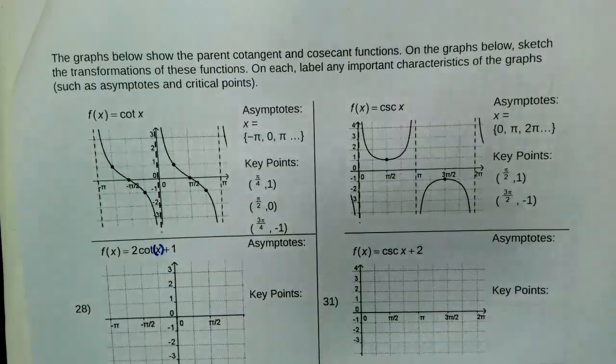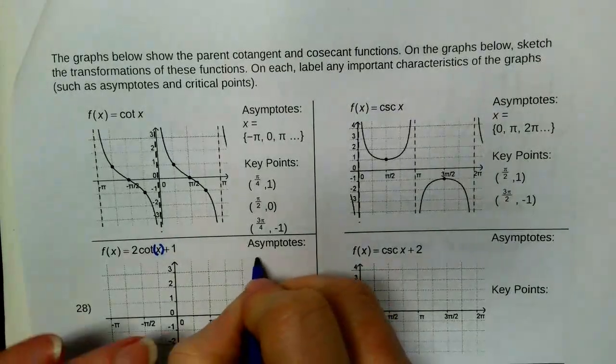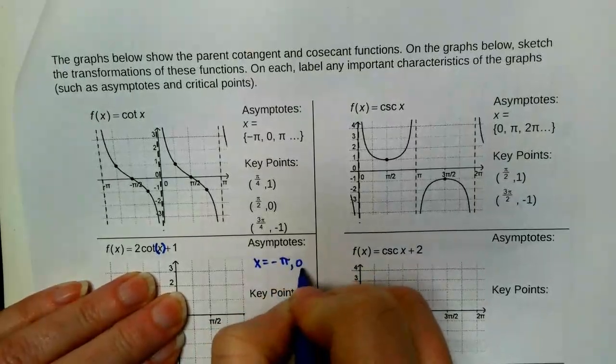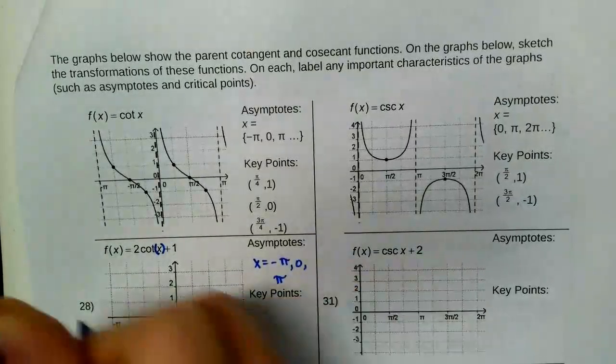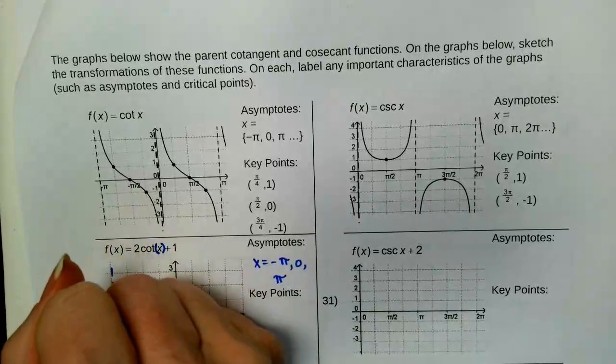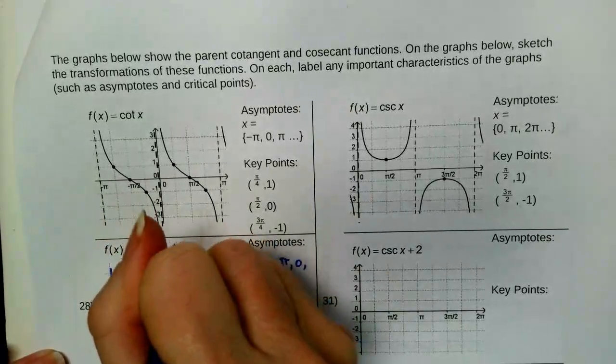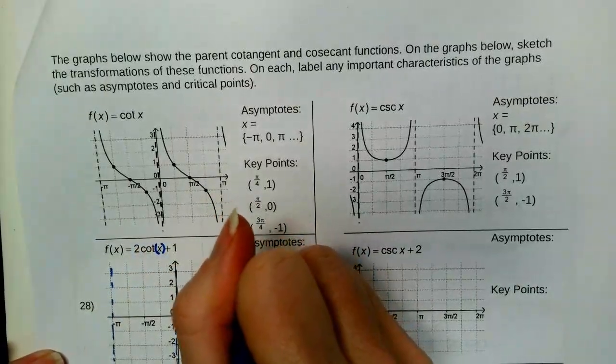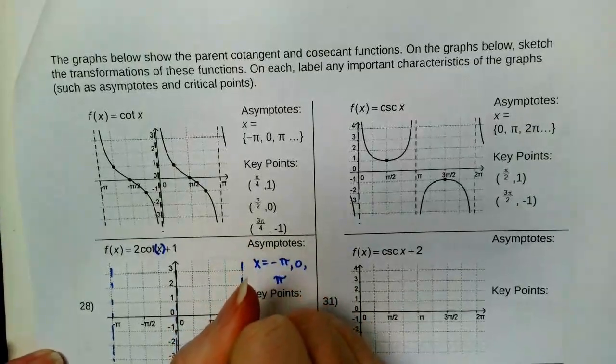No, because look at what your asymptotes are. They're X equals something. So they're X's. So they're not changing because only Y values are changing. So my asymptotes are still going to be at negative pi, 0, and pi. So you can go ahead and sketch in an asymptote at negative pi, 0, and you can't really see pi, but it's the last line on here.